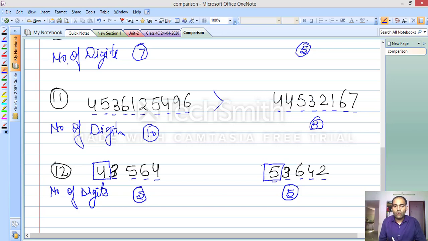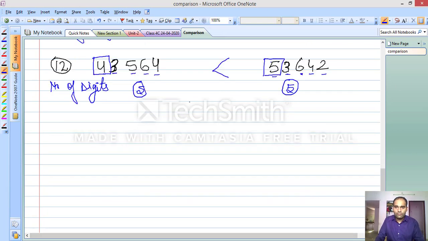If this is 4 and suppose this is also 4, then we will check the next digit. This is 3, this is 3. Okay, if this is 5, this is 6, we will find some difference there. So here is 4, here is 5. Which one is greater? 5 is greater, so this number will be greater. Okay, let's take some more examples and try to learn.